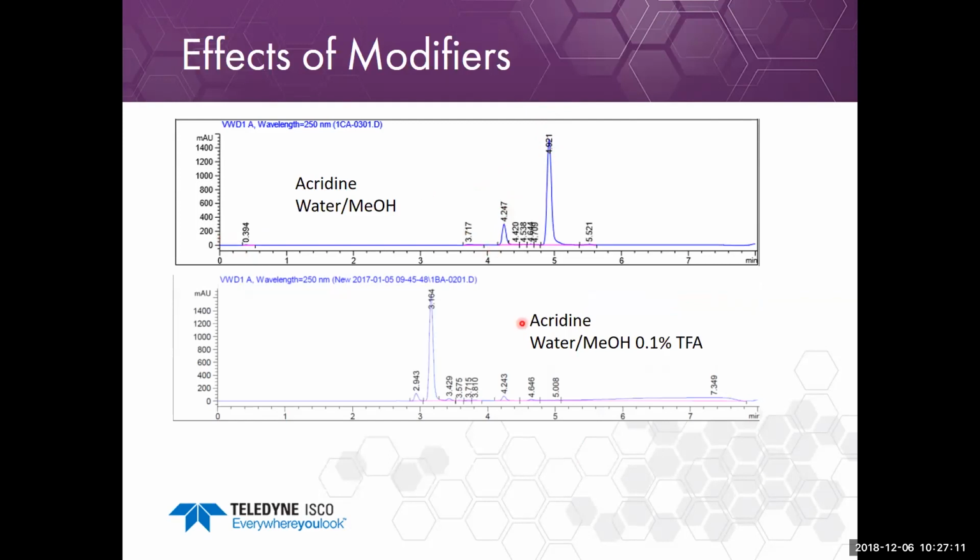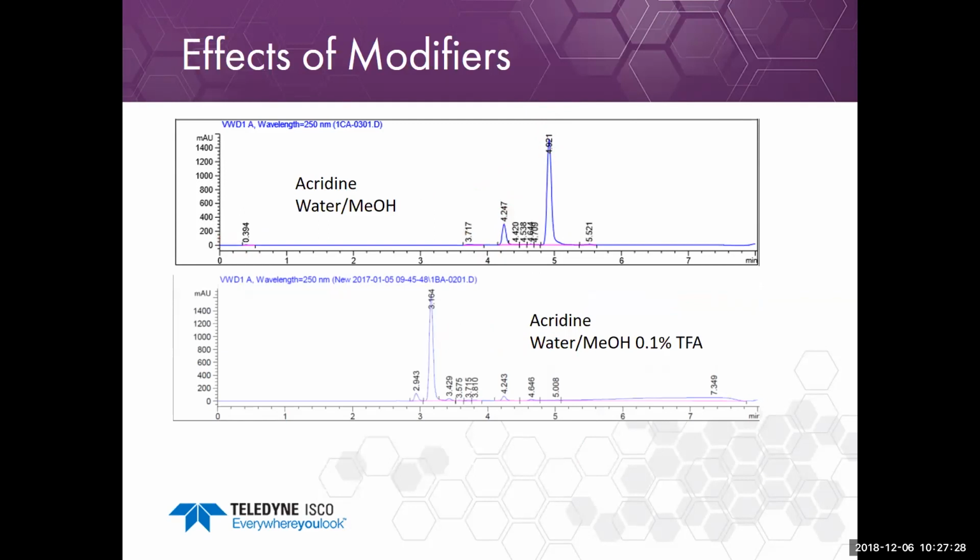When I run the same mixture in water and methanol with 0.1% TFA, the acridine elutes a lot earlier. That's because it's a basic compound. It's eluting as a polar compound, and so it will elute a little bit earlier.